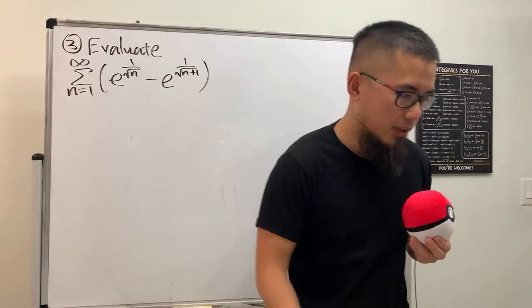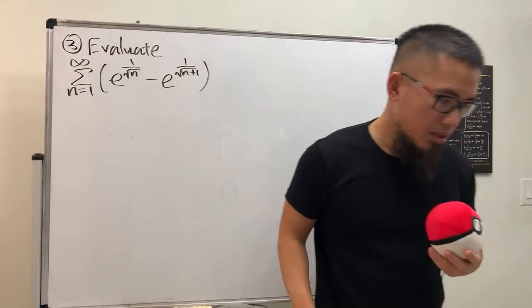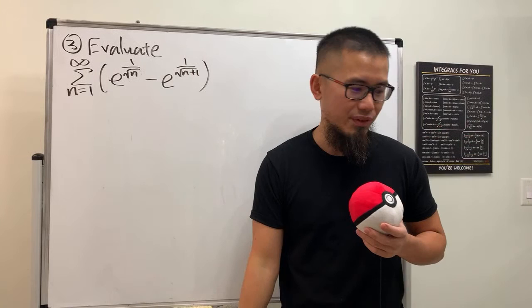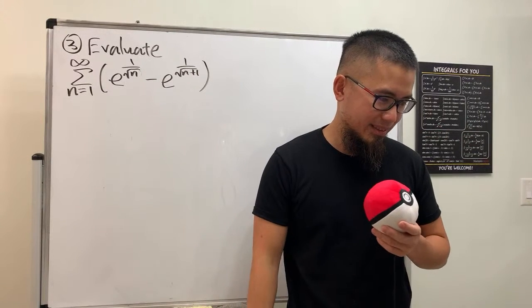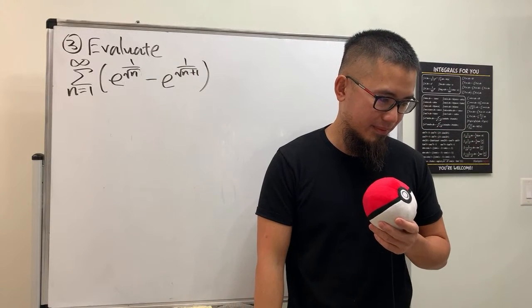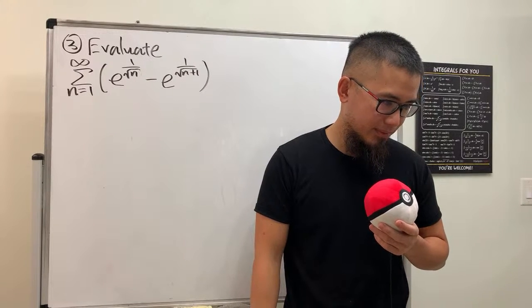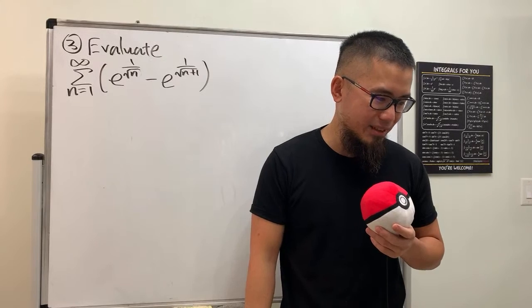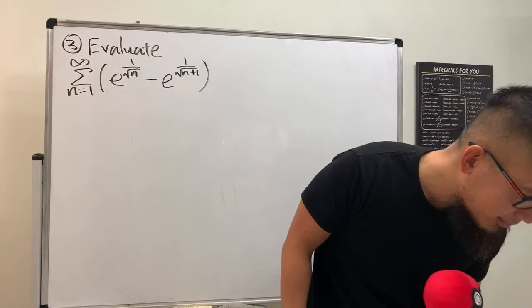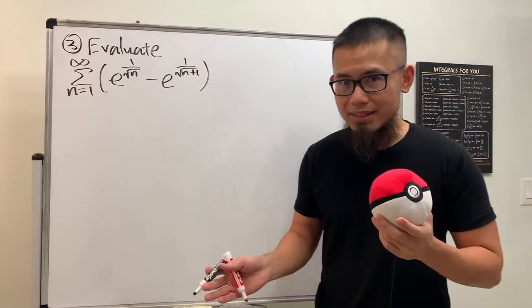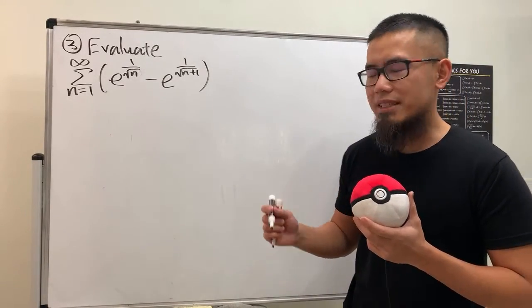All right, so if you guys would like, go ahead and try it. Let me know what we should do with this to actually get the value of it. What kind of series is this? It telescopes, that is correct. All right, so it telescopes, so in fact, we can actually make this really nice.